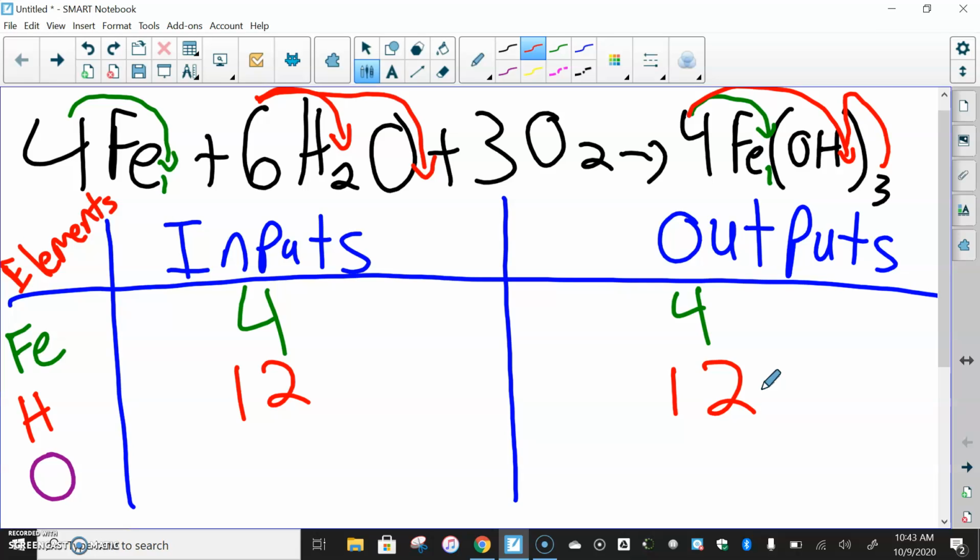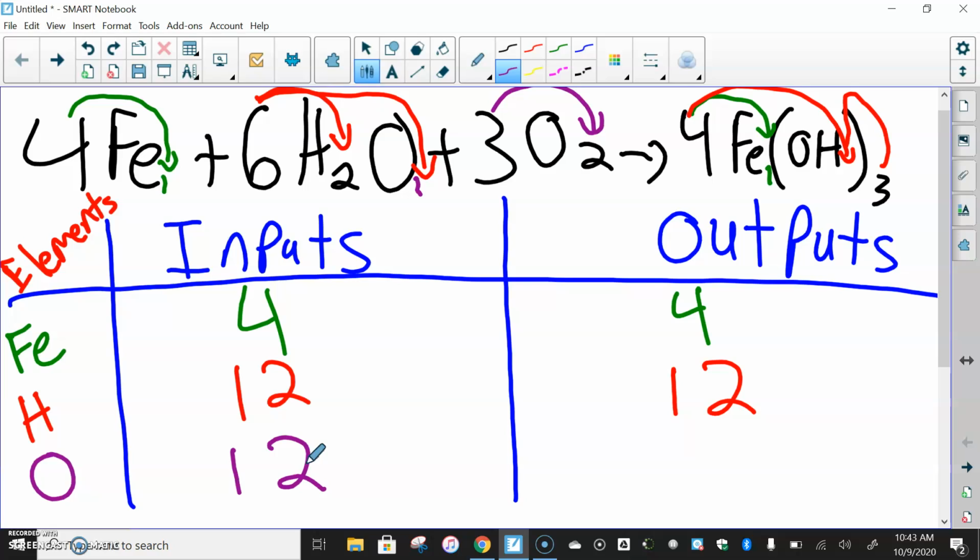Matter cannot be created nor destroyed. It just changes forms. Now let's look at oxygen real quick and we'll be done. So I've distributed my 6 over here. I'll put my imaginary 1. So 6 times 1 is 6. Now remember, I have another oxygen over here, and it's 3 and 2 this time. So I'm going to distribute my 3. So if I have 6 plus 6, that gives me 12.